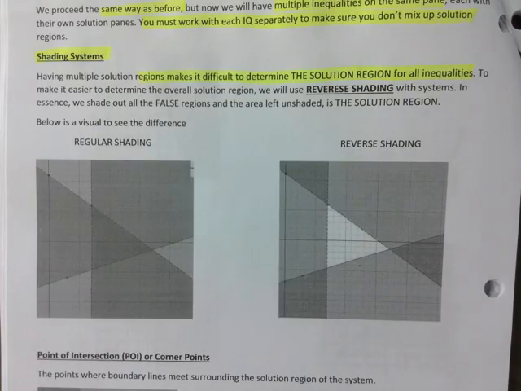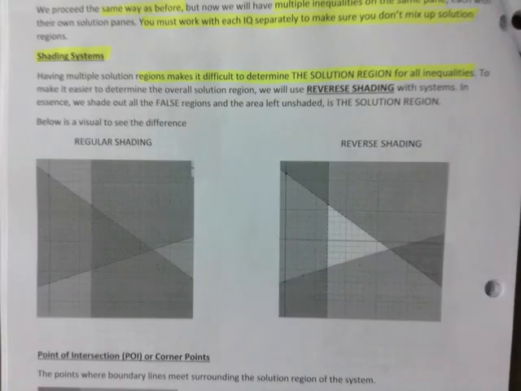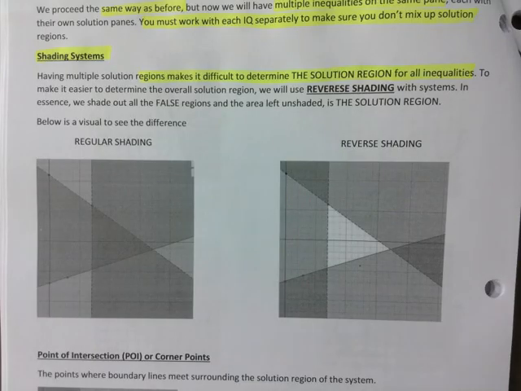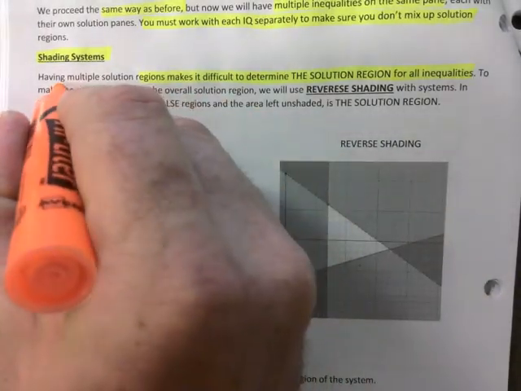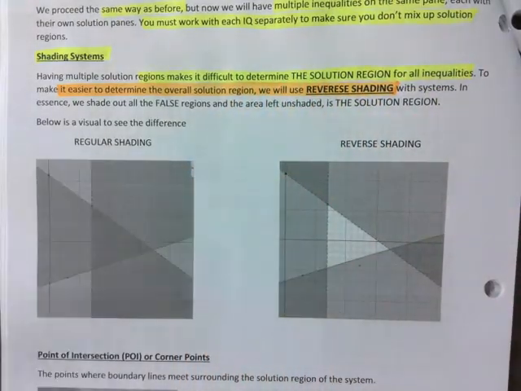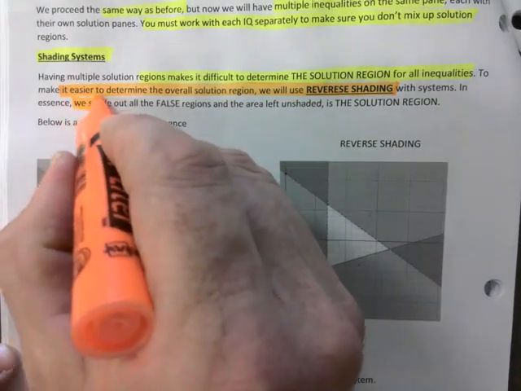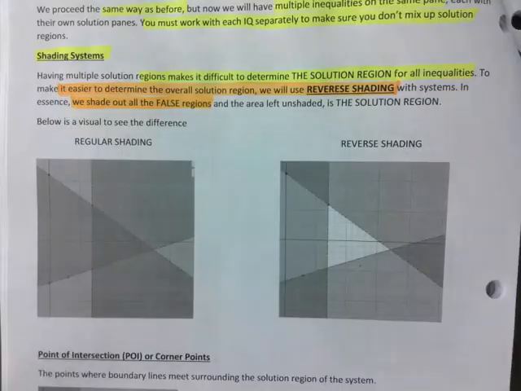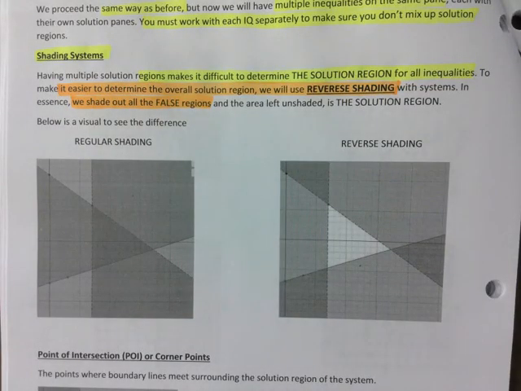And then here's a different color. I'm going to use orange maybe. It is easier to determine the overall solution region if you use reverse shading, and we shade out the false regions. Right? Below is a visual of the difference.